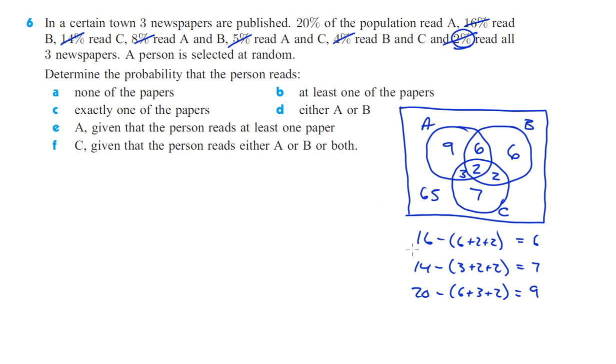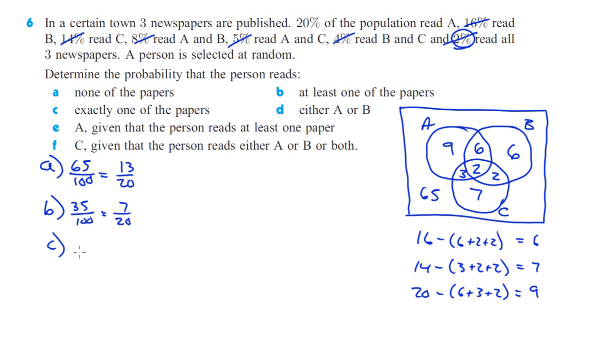Slackers. All right. Anyway, determine the probability that the person reads none of the papers. Good, we figured that out. 65 out of 100. Those are both divisible by 5, so that's going to be 13 out of 20, right? Part B, at least one of the newspapers. So at least one of the newspapers is going to be the other 35. So that's 35 out of 100. Divide both of those by 5, and we get 7 out of 20. Right?